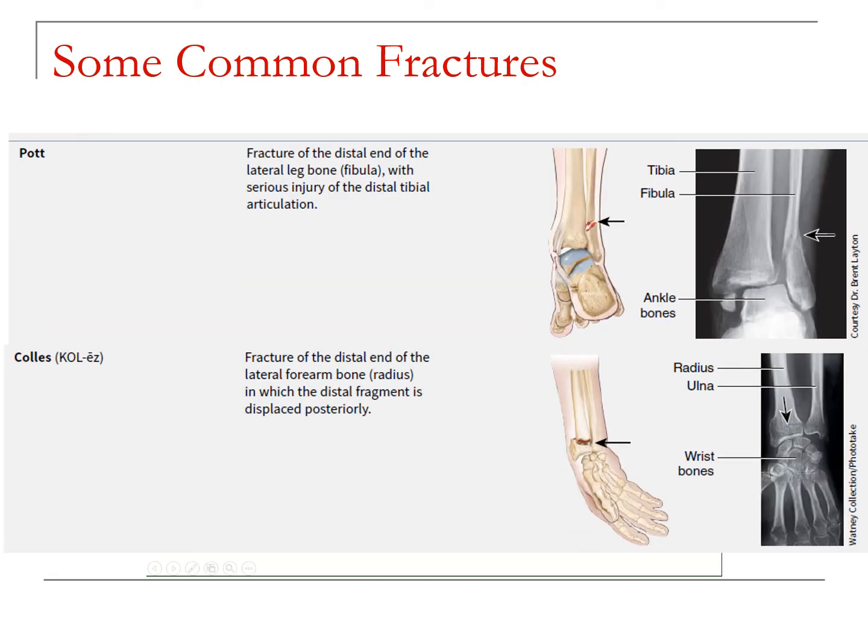A Pott fracture is a fracture of the distal end of the lateral leg bone, the fibula, with serious injury of the distal tibial articulation. Okay, this is Pott's injury. And Colles' fracture is a fracture of the distal end of the lateral forearm, the radius, in which the distal fragment is displaced posteriorly. So this is Colles' fracture. Pott for the fibula, Colles' for the radius.